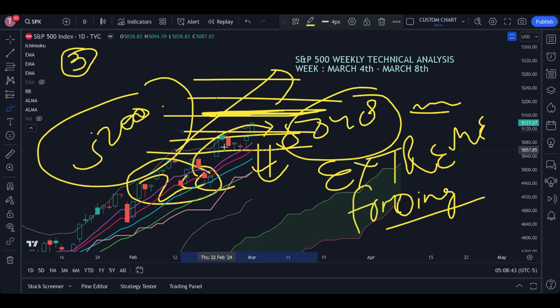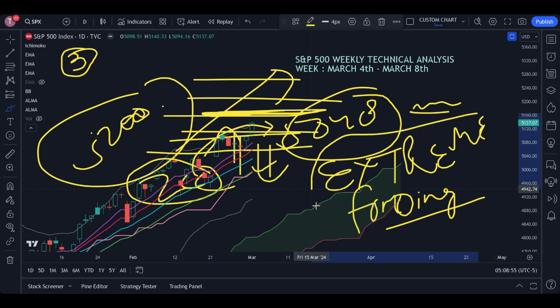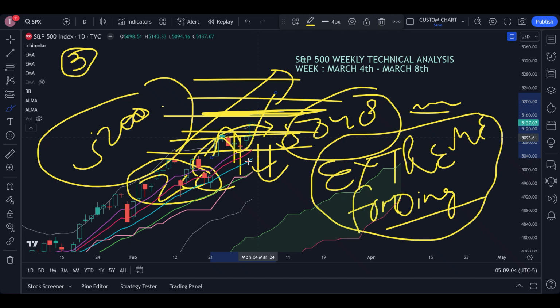Something similar to what I mentioned on 27th and 28th. If it fails to sustain, then it will be coming down towards 5048. But because it is strongly sustaining, there is extreme FOMOing. This means that it will not be able to breach 5048. Rather it will see a reversal and move up, and we have seen up and then reversal.